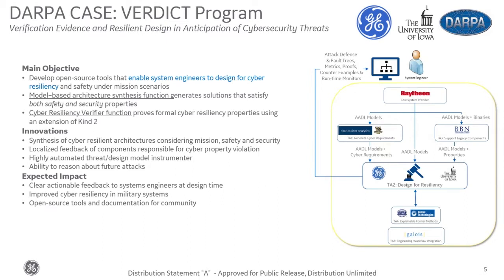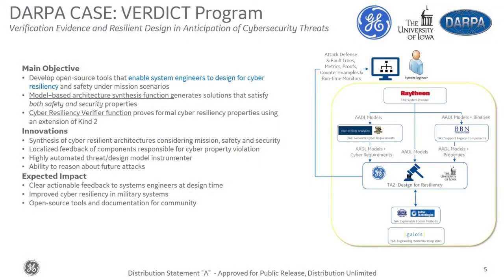The second big function is a cyber resiliency verifier. And that's a formal proof of cyber properties that are annotated in the model against behavioral model captured in AGREE. So that's really more of a formal analysis tool. So there's an architectural analysis tool and then a formal proof-based analysis tool.